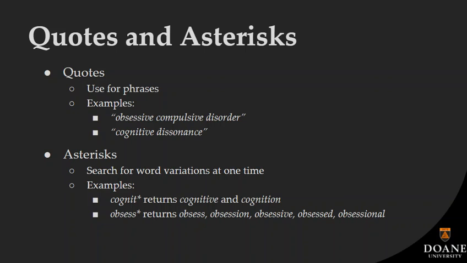Asterisks are used, and this is called truncation, and you use this when you have a word that might have lots of variations, and you want to make sure that you get all of those in your results. So COGNIT asterisk will return both cognitive and cognition, and OBSESS asterisk returns obsess, obsession, obsessive, obsessed, and obsessional. So you'll get a lot more results with that.